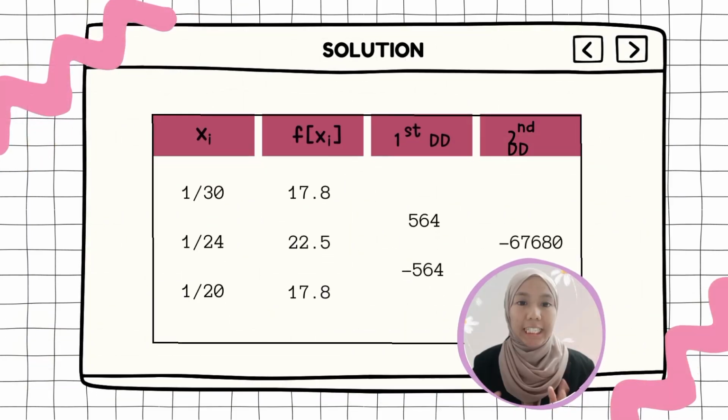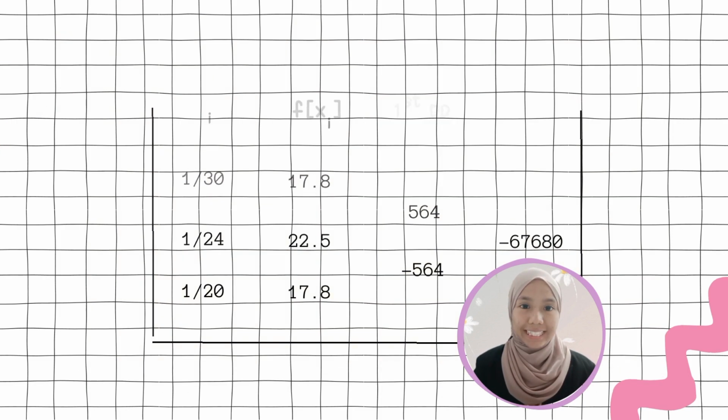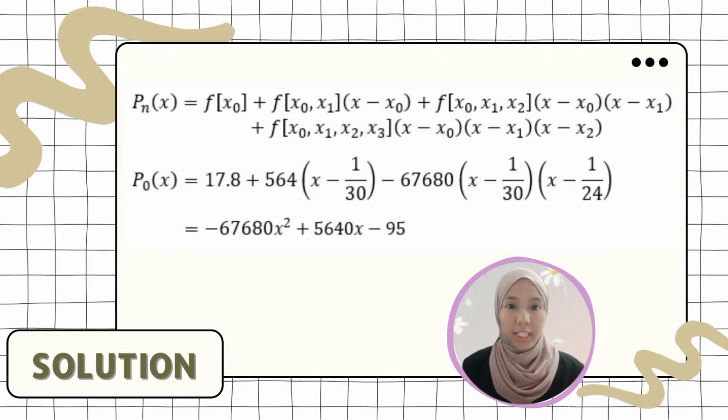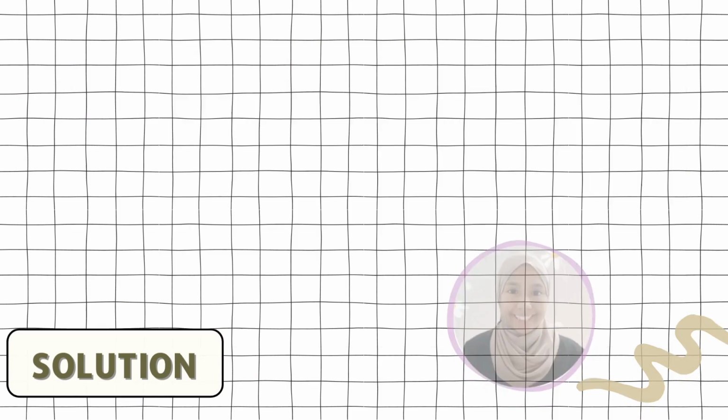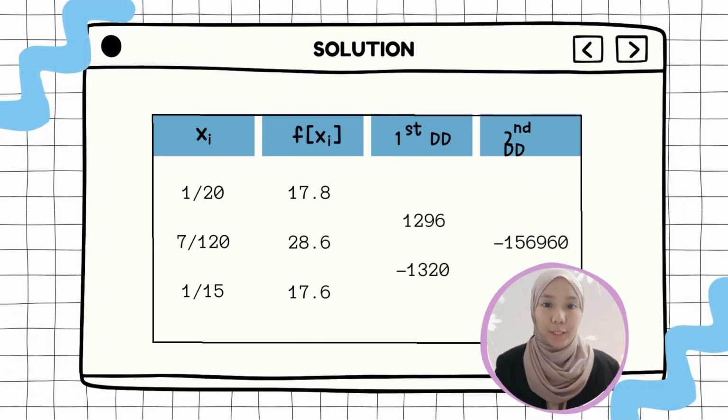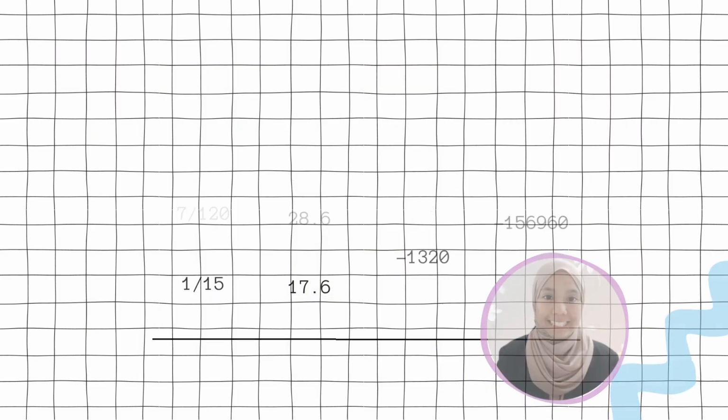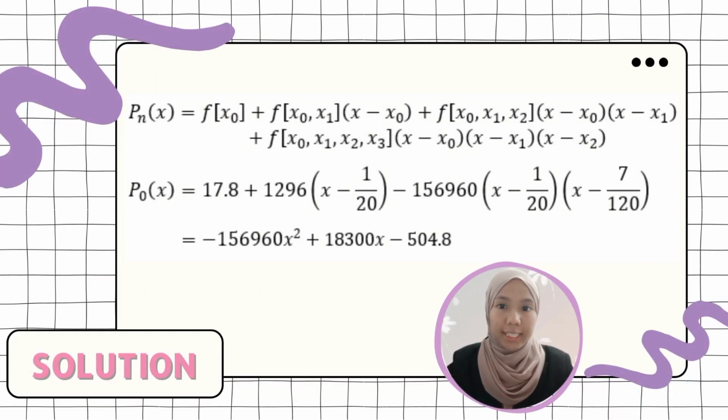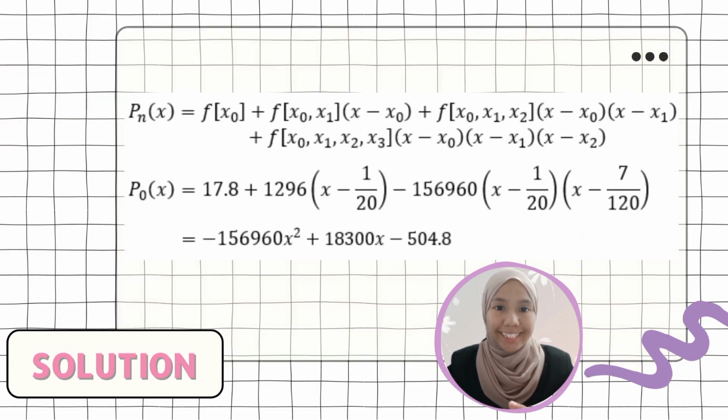Moving on, this is the table for the third function that also includes the values of x, function x, first divided differences and second divided differences. Then we use the same formula to find the third equation. Next, moving on to the fourth table that also includes the values of x, function x, first divided differences and second divided differences. Next, we use the same formula to get the fourth equation.